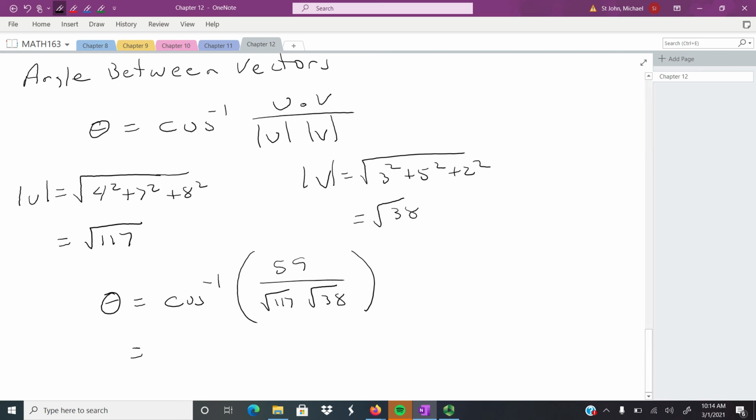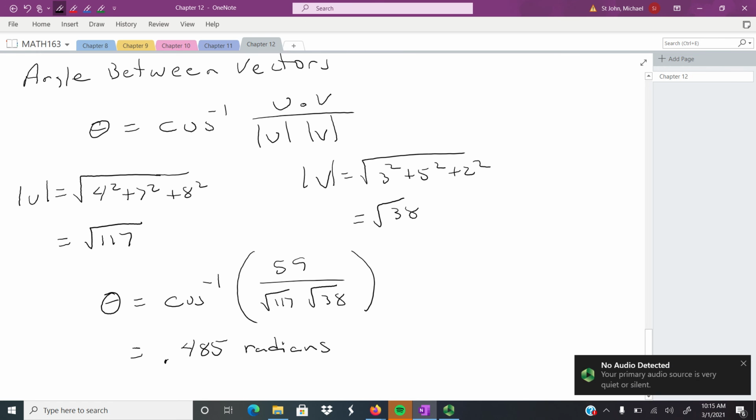So let's see, inverse cosine. And so this comes out to be, let's call this 0.485, and this would be in radians, all right? Right. So we get that. All right.